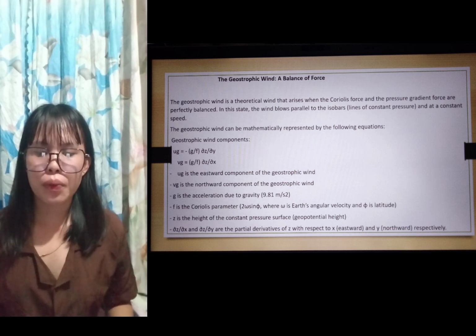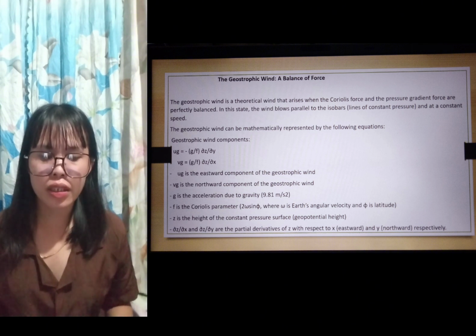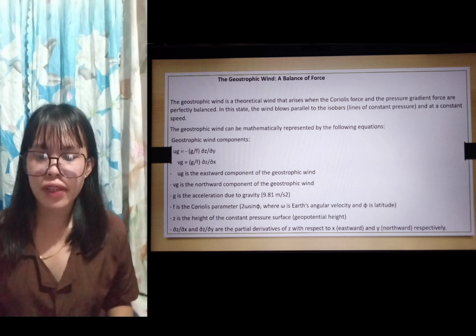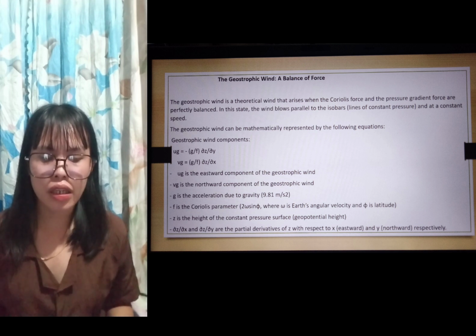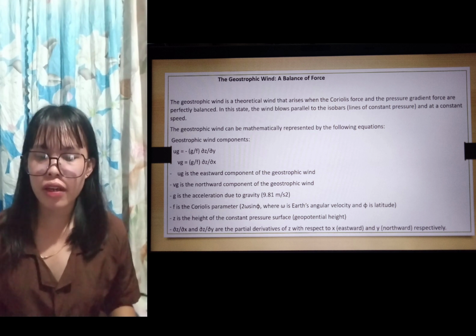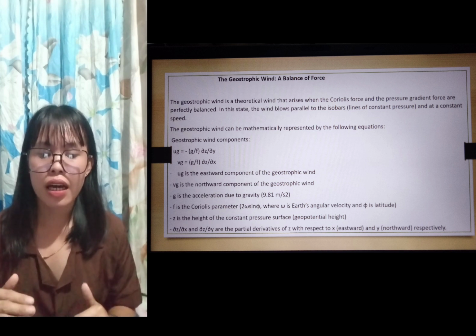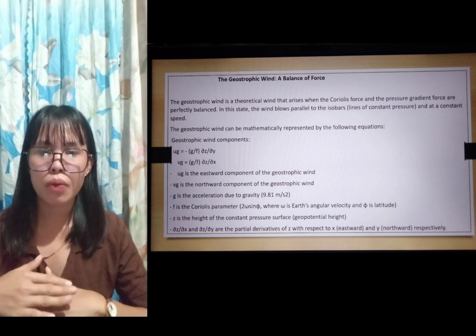So the geostrophic wind, a balance of force. The geostrophic wind is a theoretical wind that arises when the Coriolis force and the pressure gradient force are perfectly balanced. In this state, the wind blows parallel to the isobar line of a constant pressure and at a constant speed. So kani daing geostrophic wind, ang pressure gradient force ug ang Coriolis force kay equal na siya, or which means kanang balance na siya.